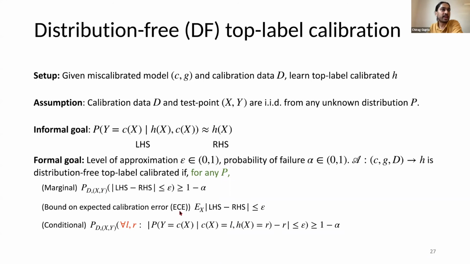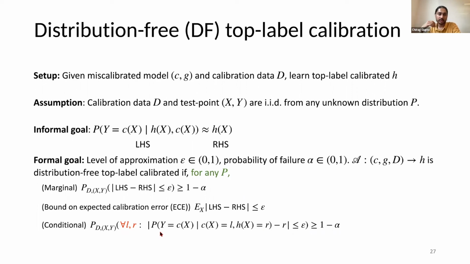We have two more kinds of guarantees. The main one that I'm going to be presenting on the next slide is the simplest to understand: the expected value of the difference is at most epsilon. Finally, you could also have a conditional calibration guarantee, which is much stronger than both of these. It says that for every possible value that H and C could take, so every label and every score, you simultaneously want calibration. This is much stronger, and is probably useful in some sensitive setting where for every patient you want calibration.